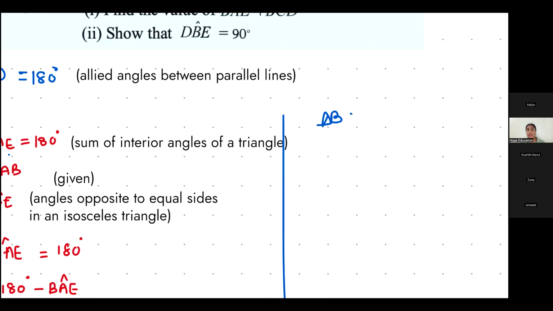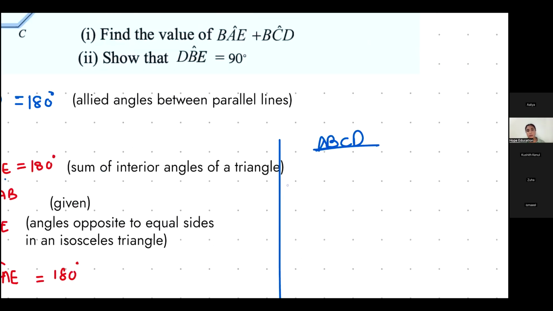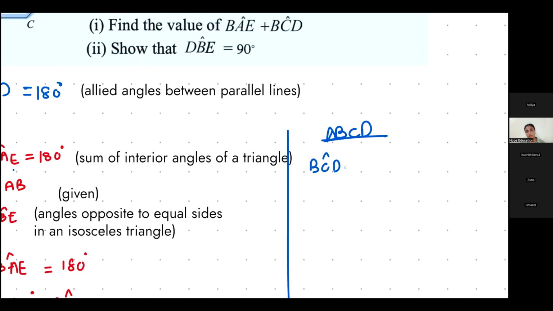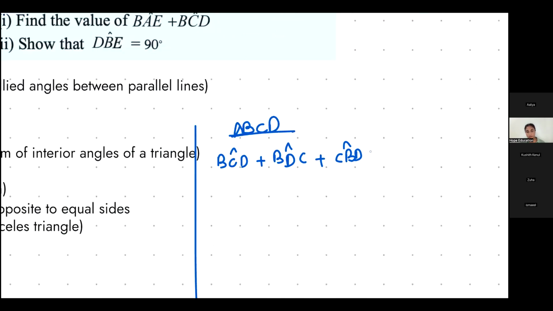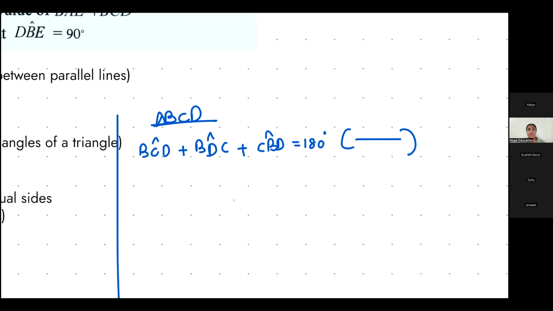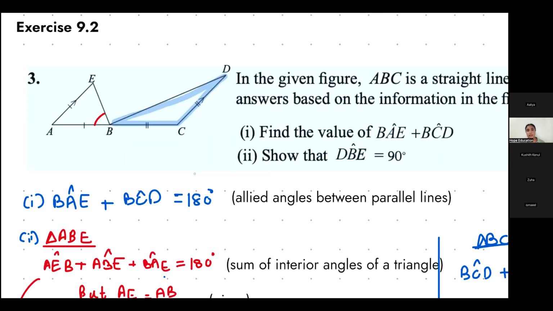BCD. Same way, BCD plus BDC plus CBD, which are the interior angles, when you add, they become 180. For the reason, you have to write sum of interior angles of a triangle. I'm not writing, but you have to write. Now, this is an isosceles triangle. BC side and CD side are equal.